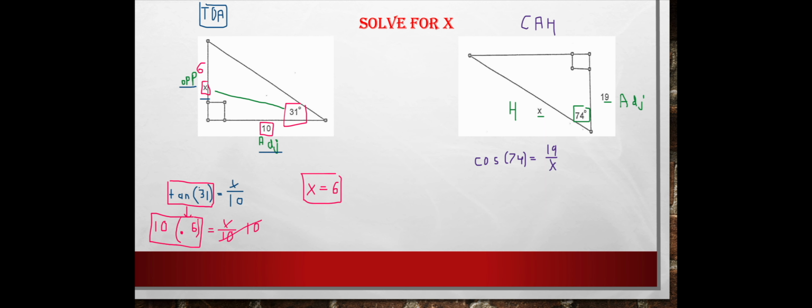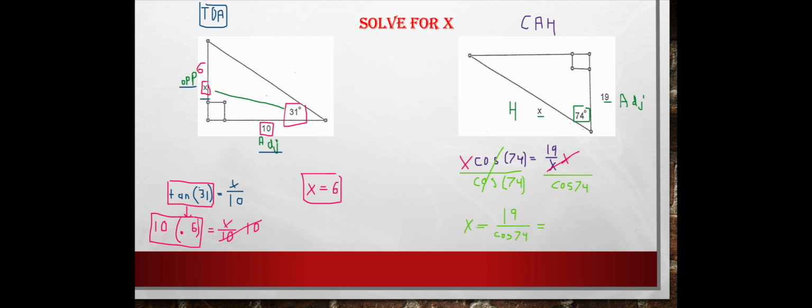Now solving for x in this equation is a little bit weird. So what we're actually going to do here is multiply both sides by x. And what's going to end up happening is the left side of our equation is just going to be x times the cosine of 74. On the right side, these x's will cancel out. And we're left with x times cosine of 74 is equal to 19. So now to get this new x by itself, we divide both sides by the trig function. We divide both sides by cosine of 74. And on the left side, the trig functions cancel out. And we have x is equal to 19 over cosine of 74.